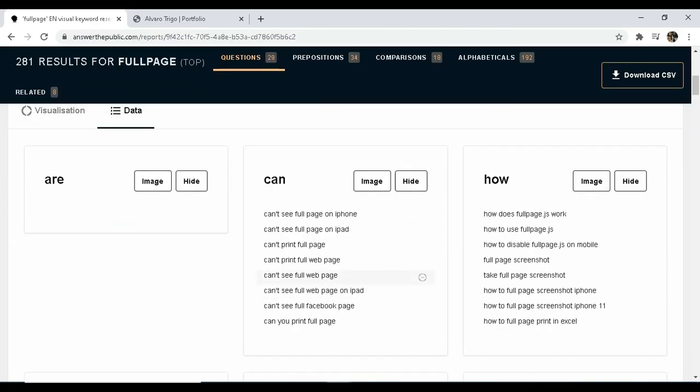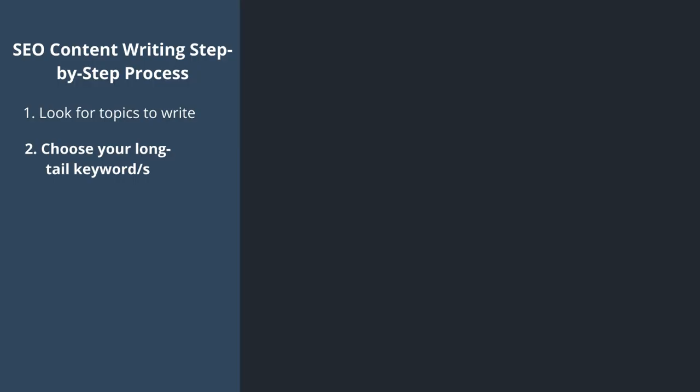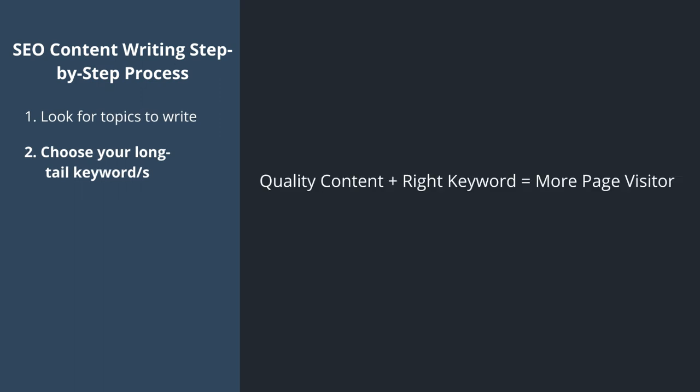So now, since we already have some topics that we write on, we should move on to our second step, which is choosing your long tail keyword. Since we already have your topic, choosing your keyword is now the main focus. In on-page SEO, keyword is the key. No matter how great the quality of your content is, if it does not contain the right keyword that people type into the search engines, then your quality content still won't be seen.